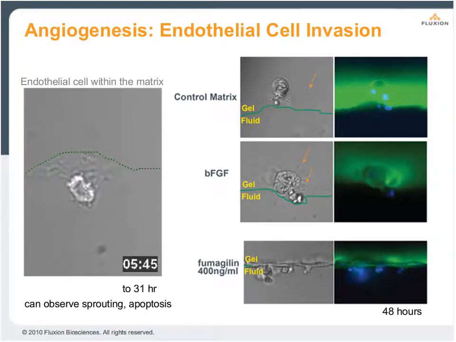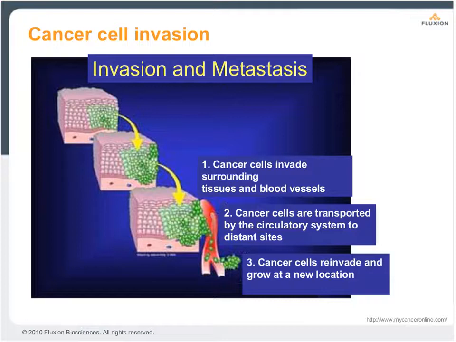Another example where you can study cell invasion is with cancer cells. So metastasis involves the movement of cancer cells from the primary tumor to other sites in the body. Again, this is a dynamic, multi-step process. Not every step has been completely researched and studied, and there are a lot of unknowns in this area. And we can look at a lot of these steps in the BioFlux system.